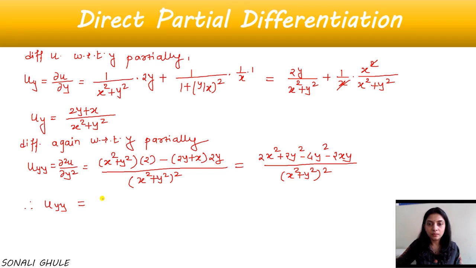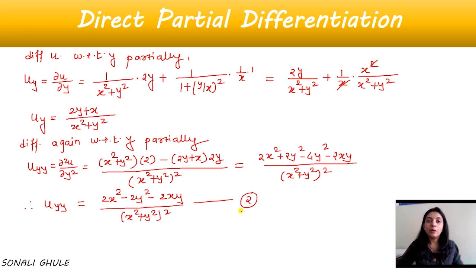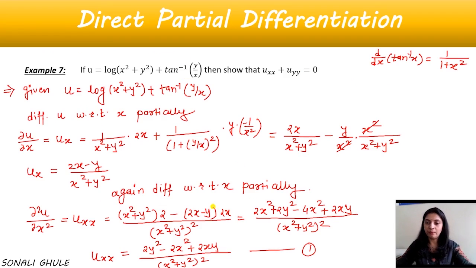It is 2x square minus 2y square minus 2xy upon (x square plus y square) whole square. So say this is our equation 2. Now I got the values for uxx, uyy. See here, what I have to find? uxx, uyy. I got all these two values, right?